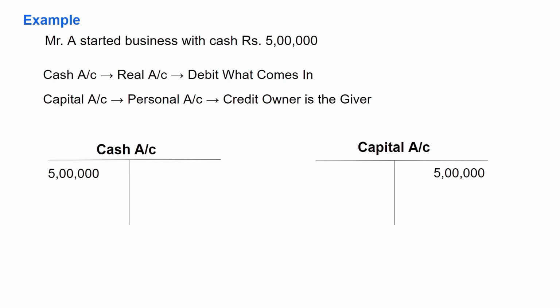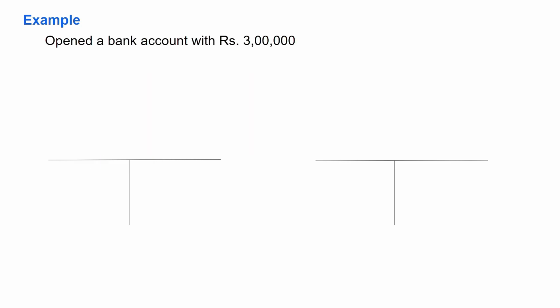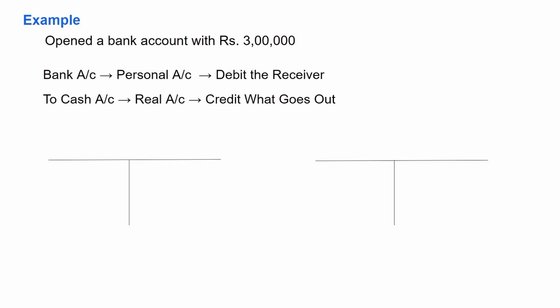Now let's see another example. Opened a bank account with rupees 3 lakh. Cash is going into the bank. Since the bank is receiving, we debit it. Cash is going out, so we credit it. Always follow the flow. Bank is a personal account. Debit the receiver. And cash is a real account. So credit what goes out. So we record it as bank account and cash account. Bank account debit side 3 lakh rupees and cash account credit side rupees 3 lakh.